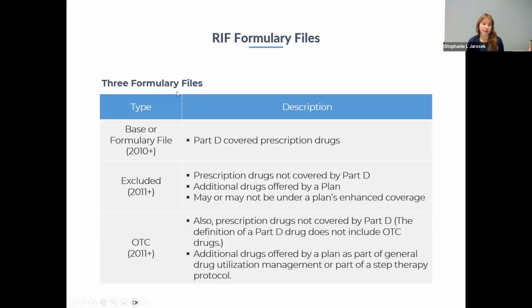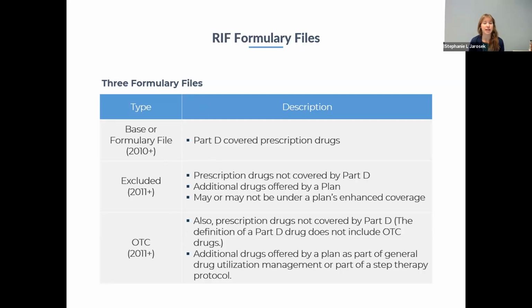So I'll start with the base three formulary files. We have a base file, excluded drugs file, and over-the-counter file. We're going to talk about these each in turn. The base file is Part D covered prescription drugs. The excluded drug files are prescription drugs that are not explicitly covered under Part D, but the plan may offer them.